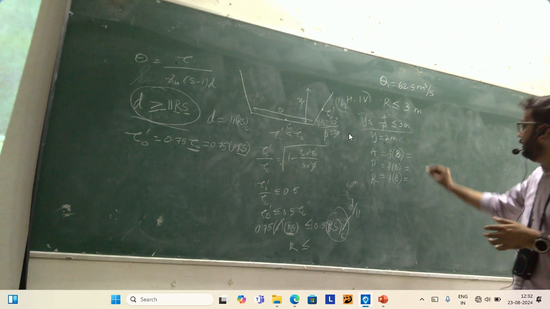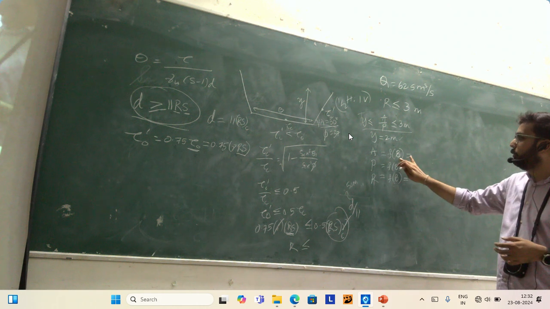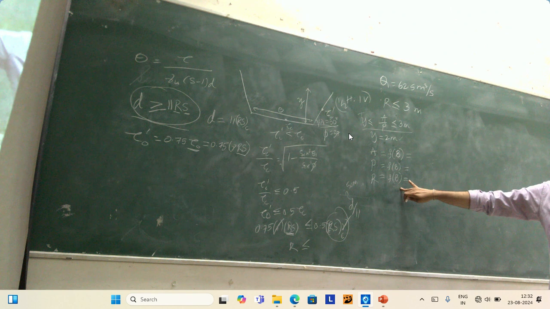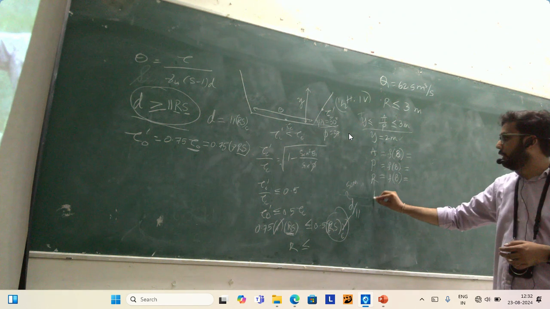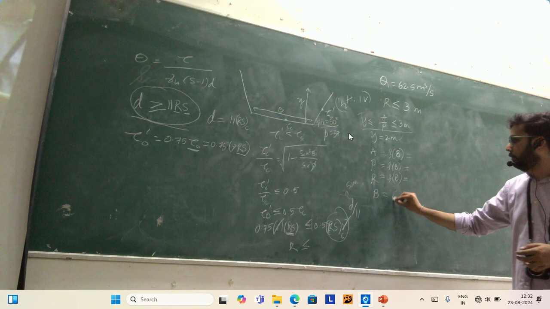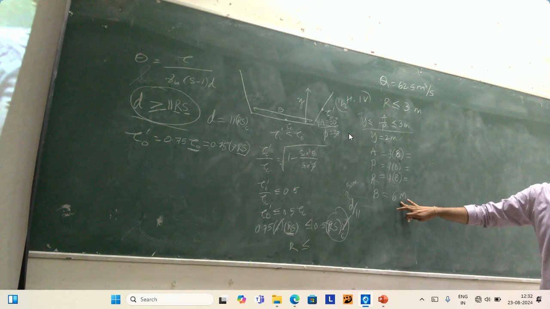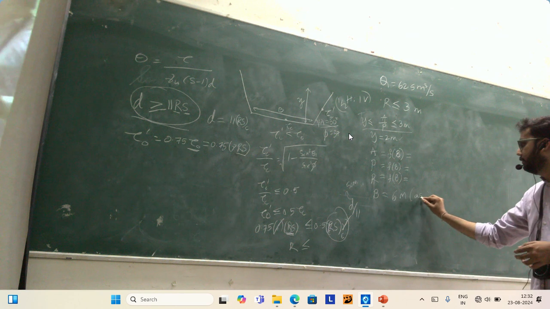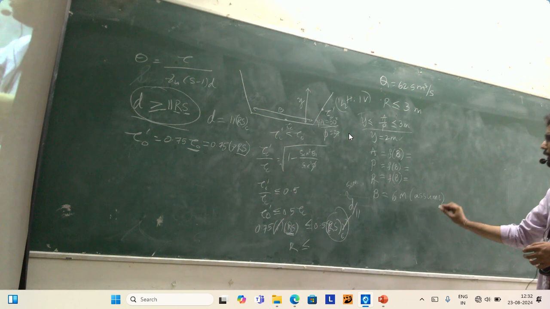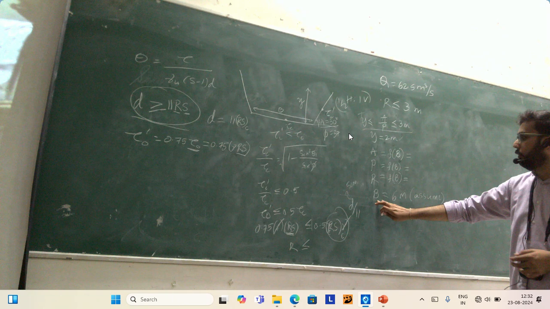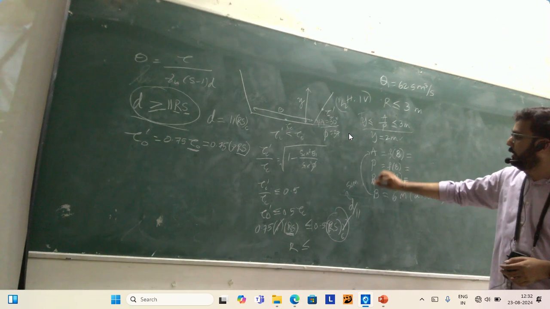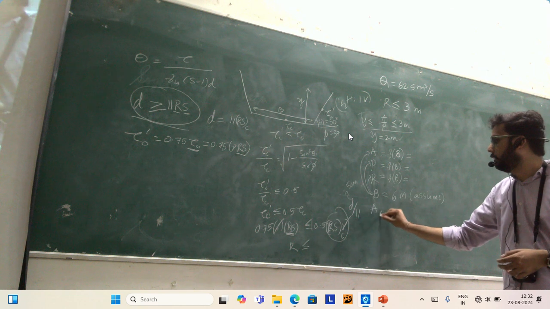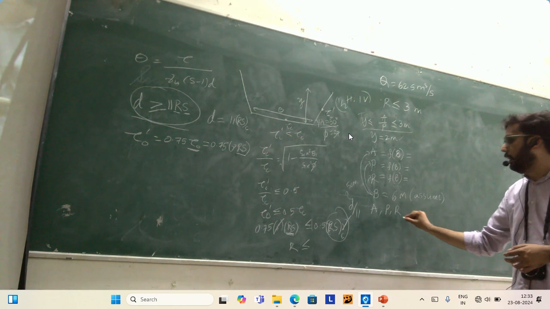So basically here you would get area in terms of B, perimeter in terms of B, and R in terms of B. Say we assume some B value, let's say 6 meters or 7 meters. So you assume a B value and you substitute B into these terms. So you get A, P, R.